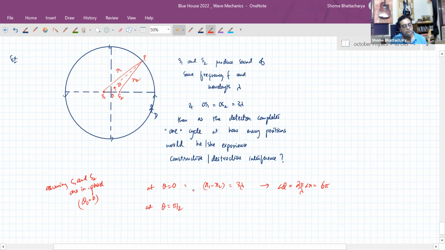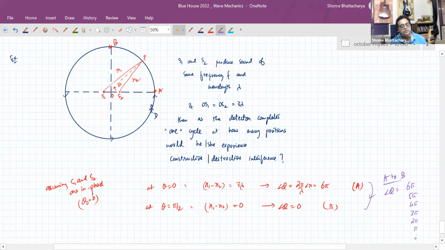At theta equal to pi by 2, let's call this position A and this position B. Our x1 minus x2 becomes 0, so our phase difference becomes 0 at B. So as you go from A to B, your phase difference is going from 6 pi to 5 pi to 4 pi to 3 pi, 2 pi, pi, to 0. So this is constructive interference.